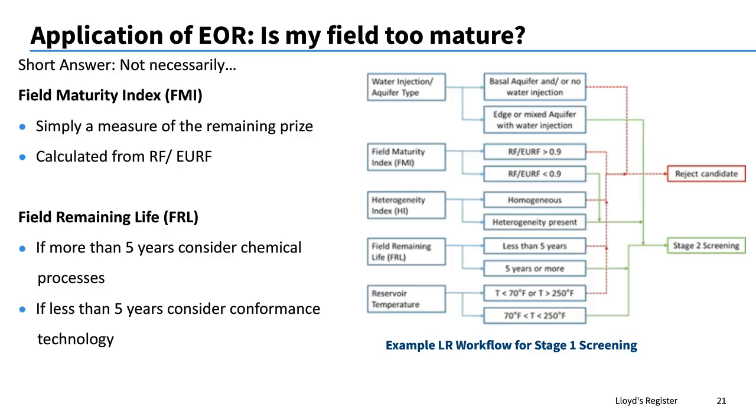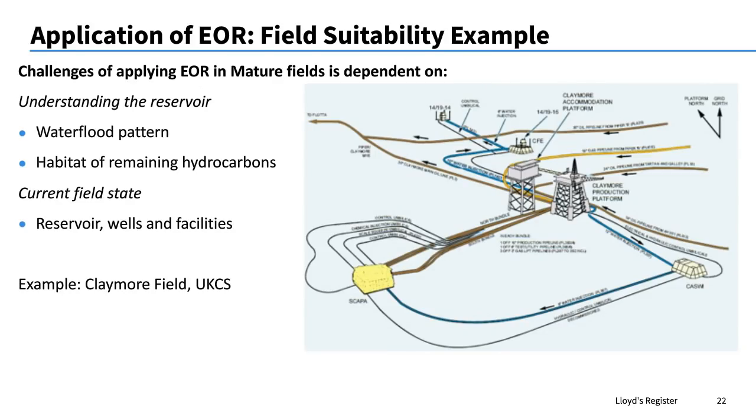So let's look at an example of a small field. I've chosen just an example here. This is from the web. This represents the Claymore production platform and what we call the CAP, which is basically the accommodation platform next to it. I've chosen this specific example because I've actually worked previously as a reservoir engineer on this field. And you can see two subsea water injection templates there. I don't know if you can see the CFE and CASWAY. They are subsea injection templates that introduce water into a field.